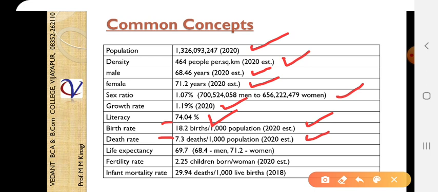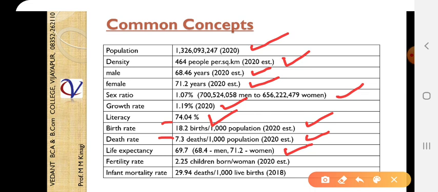Then life expectancy, as we have already said, is 69.7 years. What do we mean by life expectancy? It is the average age of a person. If we calculate, at the age of 69.7 years the person will die. Then the fertility rate is 2.25 children born per woman. Per woman, 2.25 children are born. That is what you can call the fertility rate.